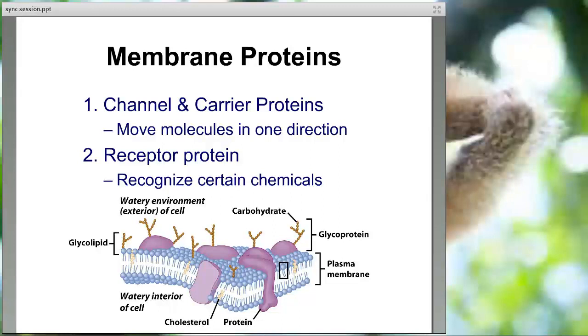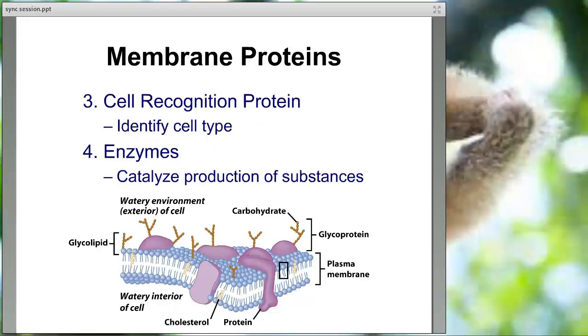We have receptor proteins, which have a little antenna-looking guy on them, and they are looking out for just a specific chemical. We have cell recognition proteins, which identify a cell type. And then we have enzymes, which catalyze production of substances.